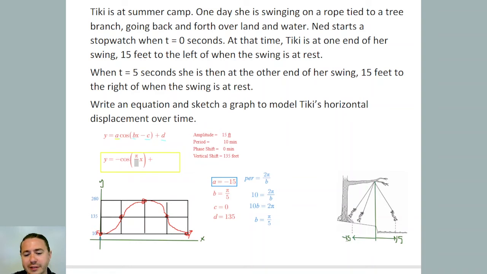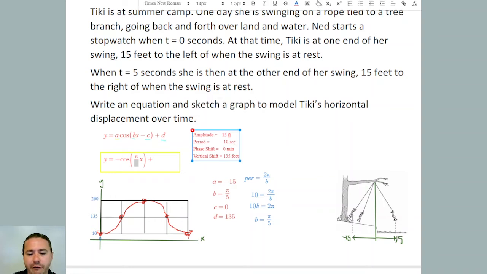We're just calling this negative because it's to the left. I think it's probably the best way to explain that. Okay, so anyway, the period here is going to be 10 seconds, because it says it takes 5 seconds to get from one end to the other end. So a period gets you all the way back, so 5 plus 5 is going to be 10.